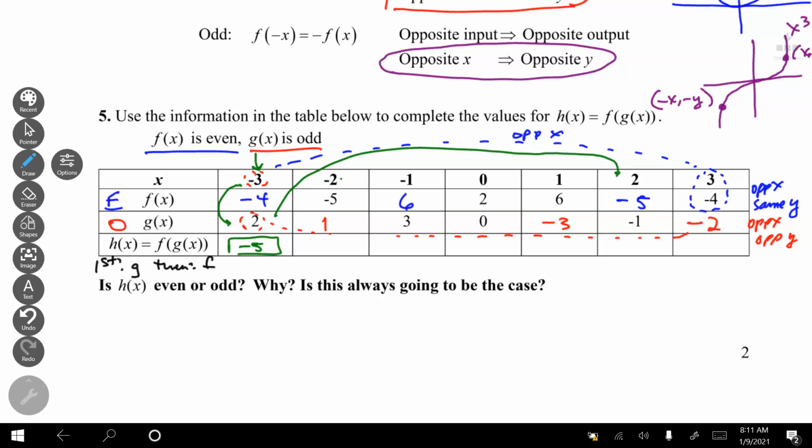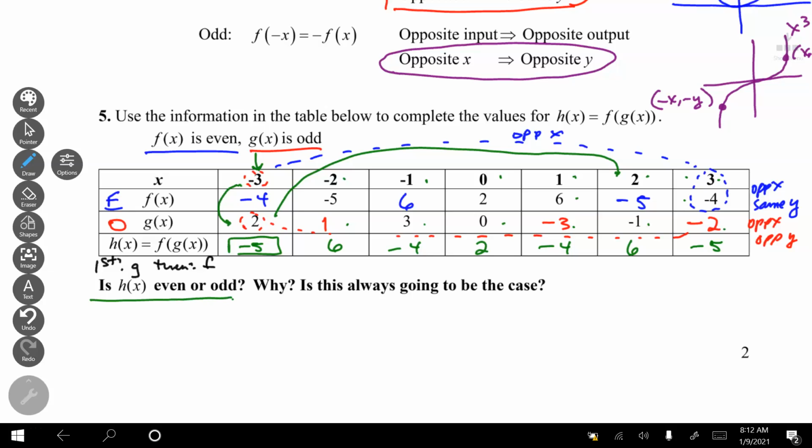I'm going to just tap it with my stylus. -2 becomes 1. 1 becomes 6. -1 becomes 3. 3 becomes -4. 0 becomes 0. 0 becomes 2. 1 becomes -3. -3 becomes -4. 2 is -1. -1 becomes 6. And 3 becomes -2. And -2 becomes -5. So that is the last row of the composition h, which is h equals f of g of x.